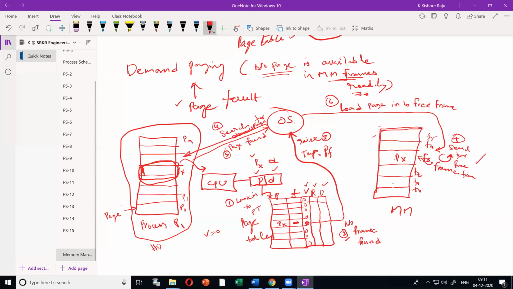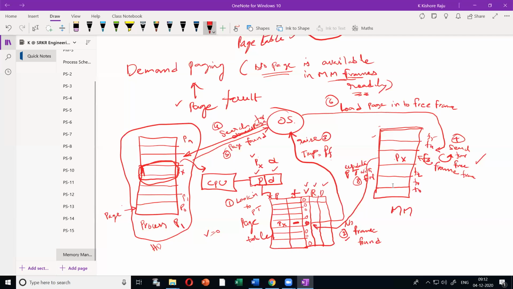Then immediately, next, the eighth step: update the page table with the frame number. That is the eighth step.